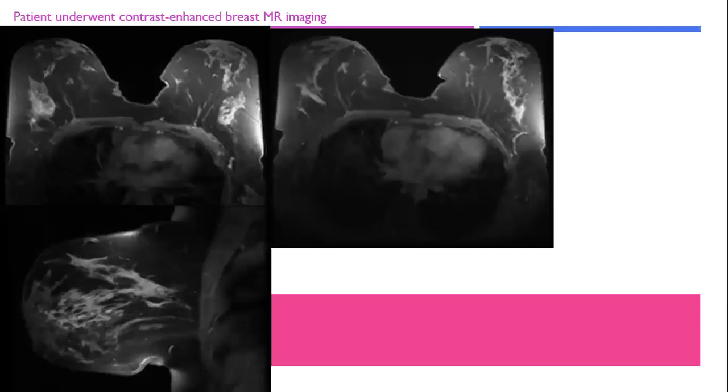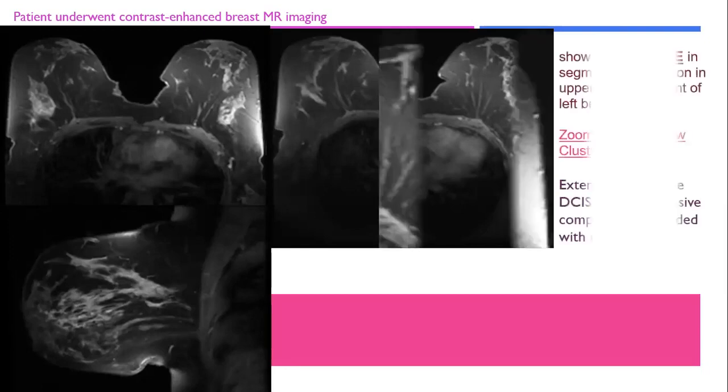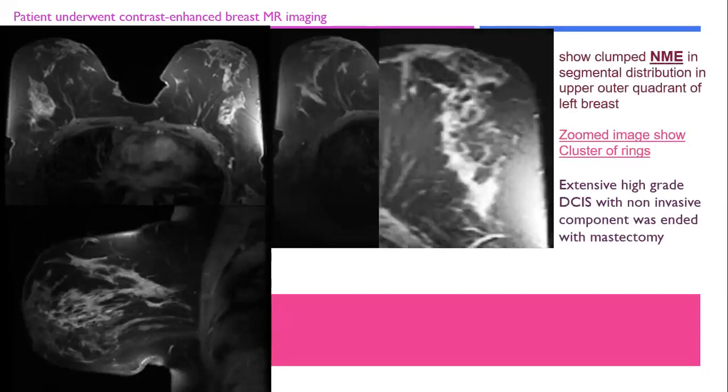Then we proceeded to MRI, which demonstrates segmental clumped enhancement corresponding to the ductal abnormality seen on galactography. And we raise the possibility of ductal carcinoma, extensive ductal carcinoma in situ. If you look carefully on the zoomed image, you can appreciate not only clumps, but also clusters of ring, non-mass-like enhancement. The patient had an extensive high-grade non-invasive component and ended with mastectomy.